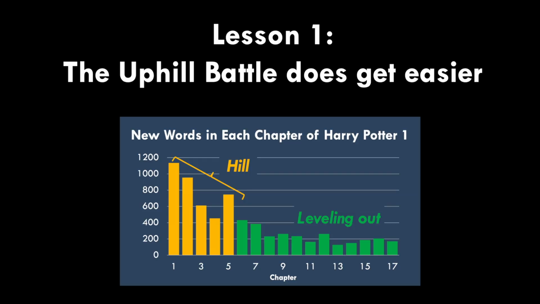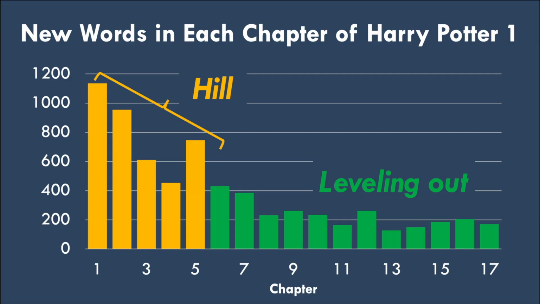Zooming out on our overall pattern here, we have our first lesson. Yes, you will have an initial hill to climb, but it does get easier. For Harry Potter and the Sorcerer's Stone, that hill begins to even out after around 5 chapters or about a third of the way through the book, and there's a similar pattern for other books.